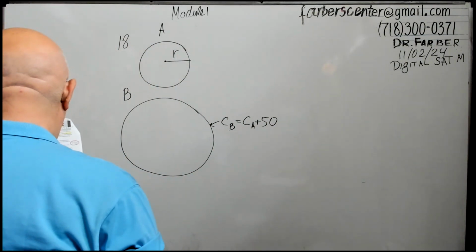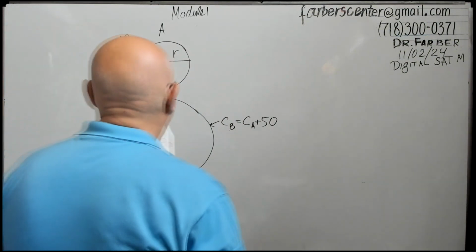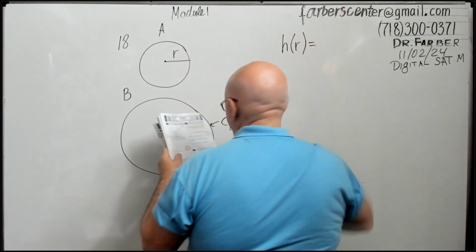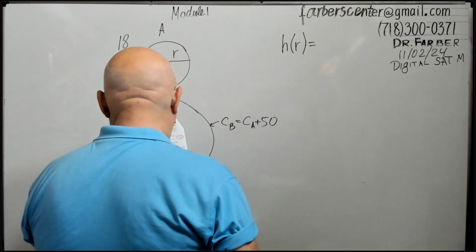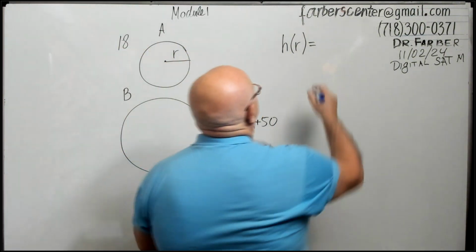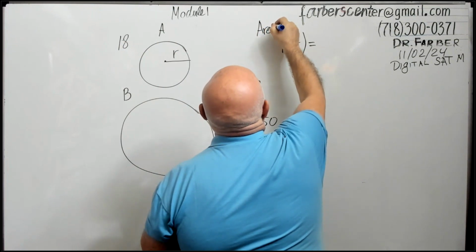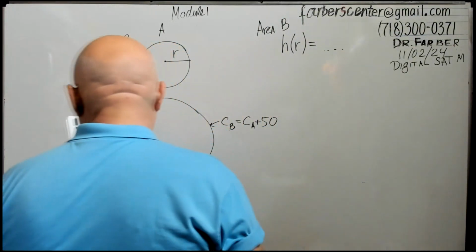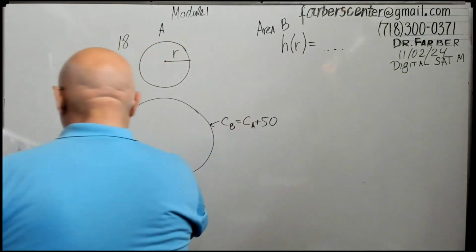The function h gives the area of circle B. H of r is the area of circle B in square meters. This function is the area of B, represented by some function. What best defines h? So you have to find this function. Let's do this.